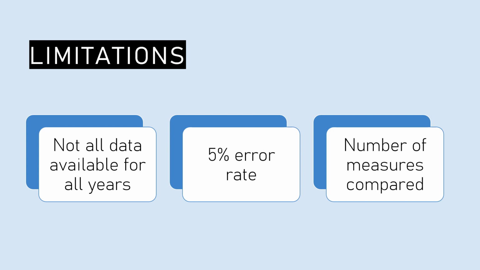Our analysis is made with 95% confidence, meaning that there is a 5% error rate in the analysis. And finally, only 5 measures are being analyzed with multiple additional measures available. 5 were selected as they fit the scope of this case study guidelines.